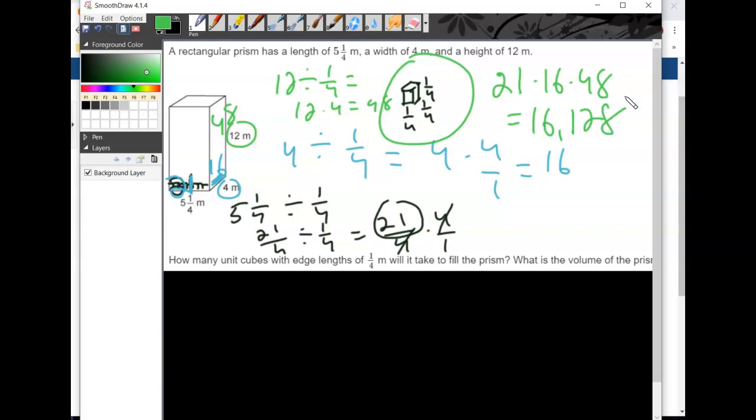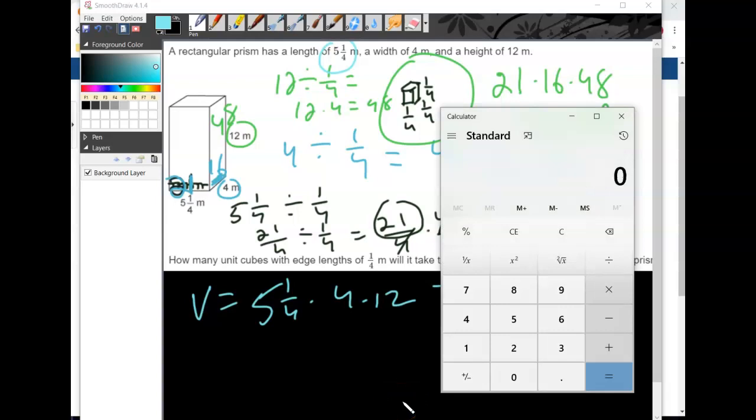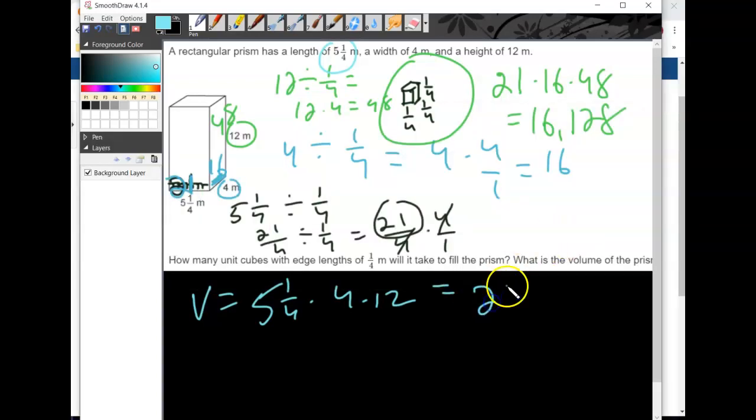That's not the volume, though. That is not the volume. I could find the volume two different ways here. Because I know the dimensions, I can multiply. These are the given dimensions: 5 1/4 times 4 times 12. That'll give me the volume. Let's see what that looks like. 5 1/4 is 5.25 as a decimal, times 4 times 12. I get 252. So the volume would be 252 meters cubed.